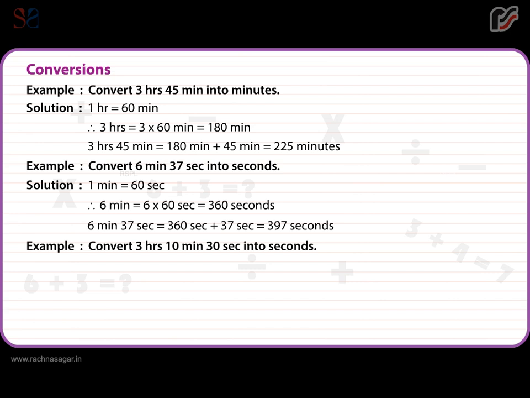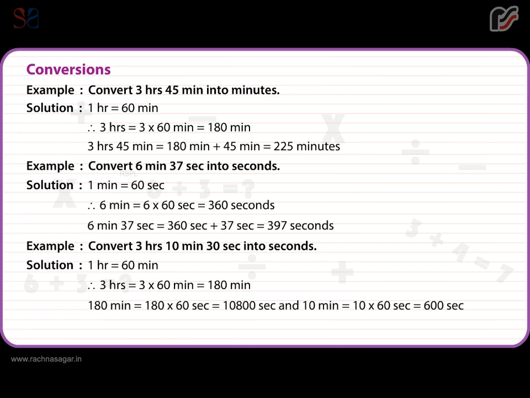Example: convert 3 hours 10 minutes 30 seconds into seconds. Solution: 1 hour is equal to 60 minutes. Therefore, 3 hours is equal to 3 multiplied by 60 minutes, which is equal to 180 minutes. 180 minutes is equal to 180 multiplied by 60 seconds, which is equal to 10,800 seconds. And 10 minutes is equal to 10 multiplied by 60 seconds, which is equal to 600 seconds.